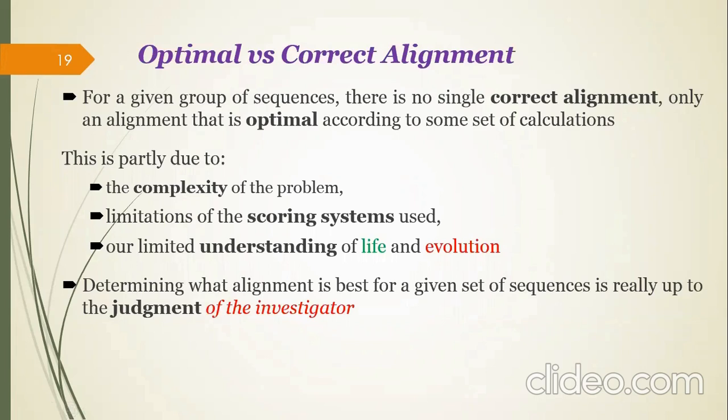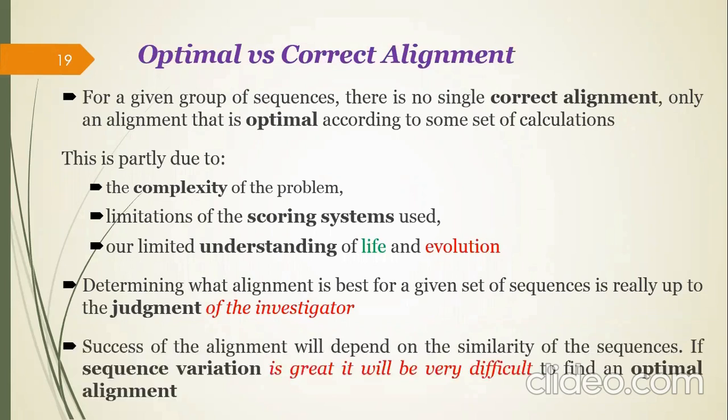And next is, determining what alignment is best for a given set of sequences is really up to the judgment of the investigator. So the scientist or the investigator only, and all these things depend on the investigator, how he or she judges the alignment and the results. Actually, success of the alignment will depend on the similarity of the sequences. If sequence variation is greater, it will be difficult to find an optimal alignment. So if sequence variation is less, we can say this one is optimal alignment. But if the variation between the sequences is more, an optimal alignment is difficult to find.